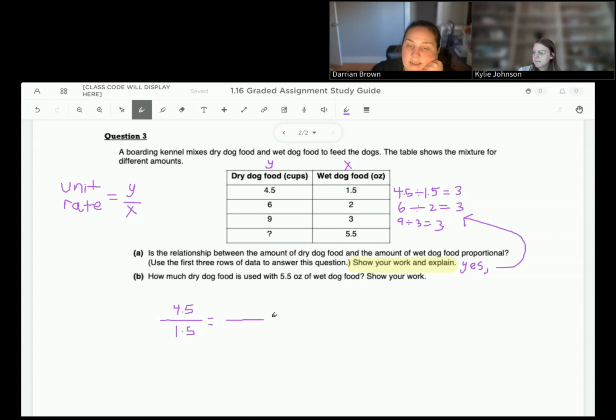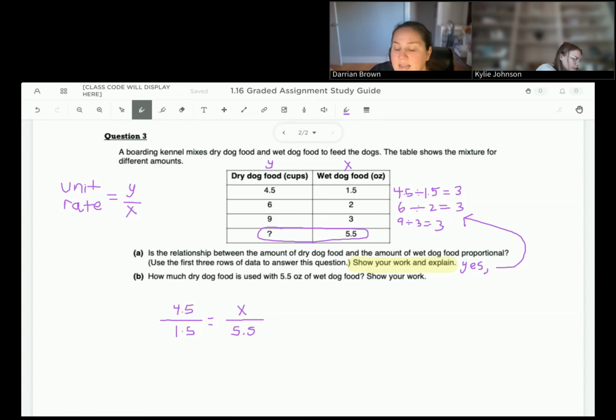Equals, since on this ratio, the dry dog food is on the top, in your second ratio, the dry dog food needs to be on the top. So for the second ratio, we're looking at this pairing, and there's a question mark under dry dog food. So that means we need to put a variable. I'm going to use X. And on the bottom, the 1.5 was the wet dog food. So it needs to be the wet dog food in the second one, which is 5.5. And now we have ourselves a proportion that we can solve.